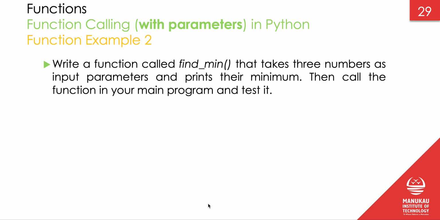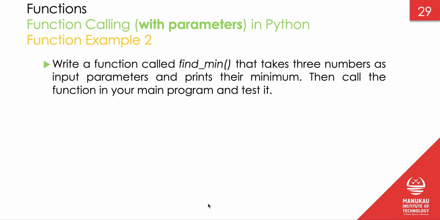For this example, we want to write a function called find minimum. It receives 3 arguments, and the function prints the minimum of those 3 arguments. Obviously, the arguments that we need to supply are numbers, either integer or float.